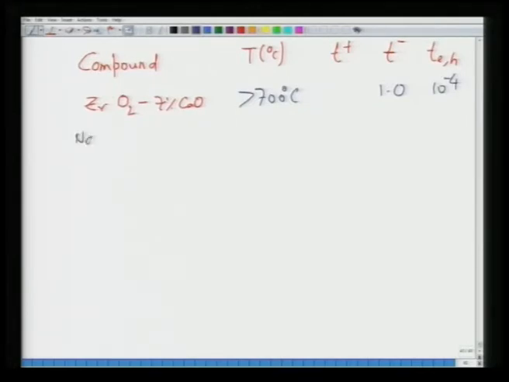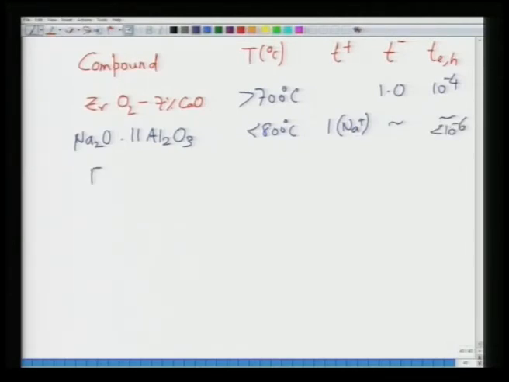In case of beta aluminates, Na2O dot 11 Al2O3, these are called beta aluminates or beta alumina. These operate at a much lower temperature as compared to the previous one, and here sodium ions are the most mobile, and t plus is almost equal to 1, and the others are almost nil, much smaller than 10 to the -6.